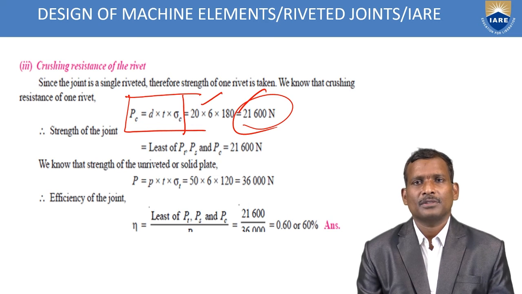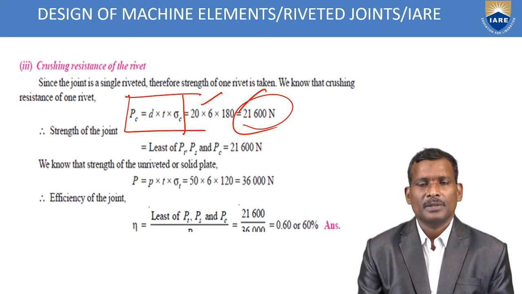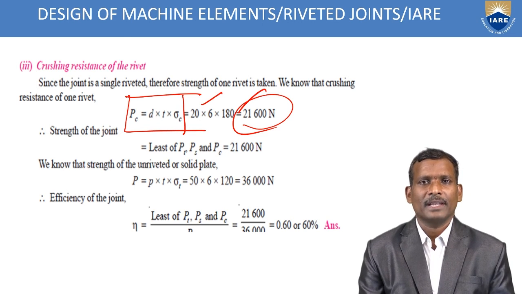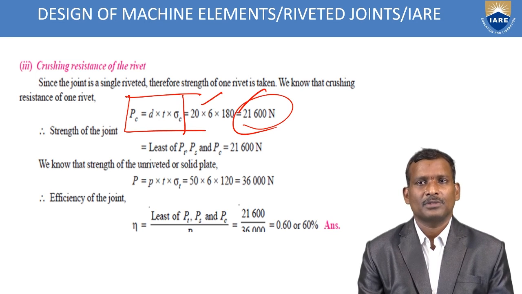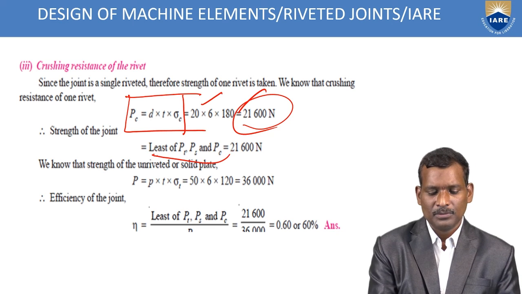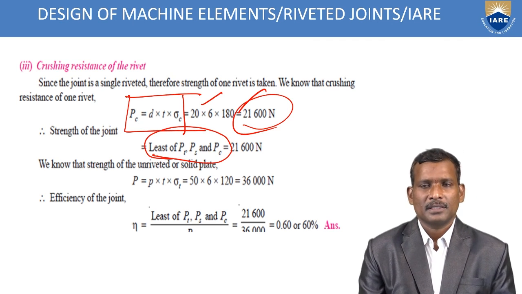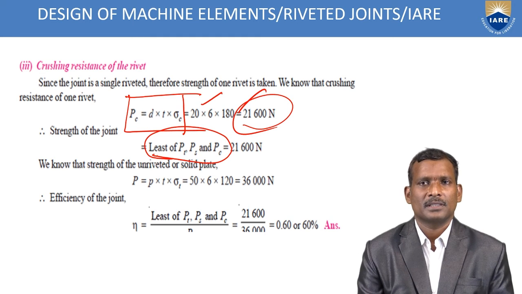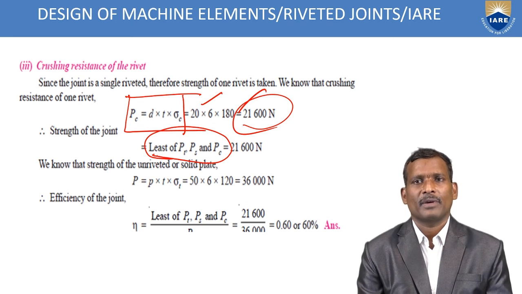So now the strength of the joint. We have calculated the resistance when it is subjected to tear, to shear, and to compressive crushing. But what is the final strength of the joint? We have to take the least value of the tensile strength, shearing strength and compressive strength. Out of these three, which one is least? That should be taken as the strength of the joint. Clear? Here the compressive crushing resistance value is lesser compared to the others. So 21,600 is the least value.